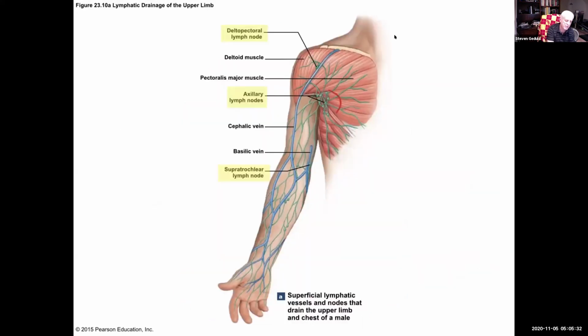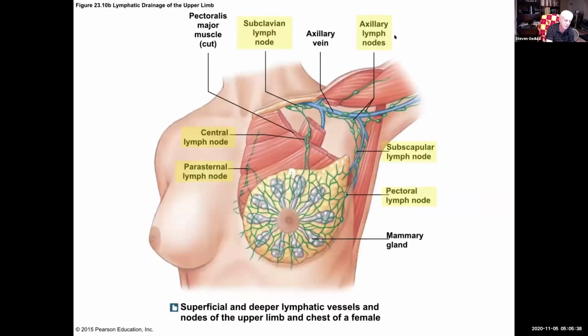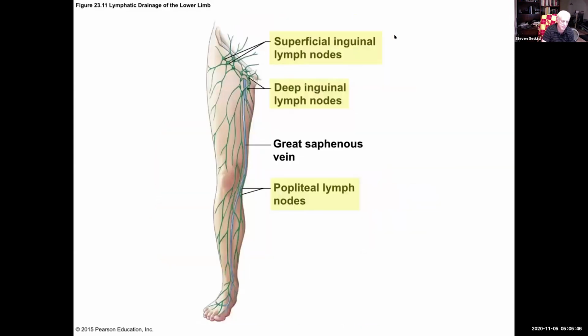And here's your congregation in the axillary area, the axillary lymph nodes. And in females, the mammary lymph nodes. The pectoral lymph nodes are concentrated in the breast region. And the inguinal areas, again, a concentration of all the lymph nodes there. And there's a concentration here in the popliteal region.